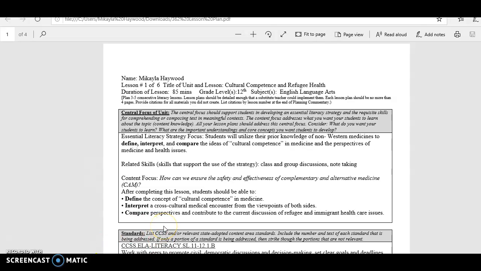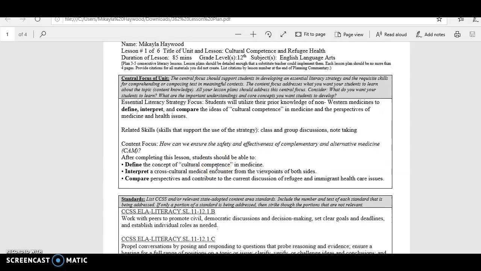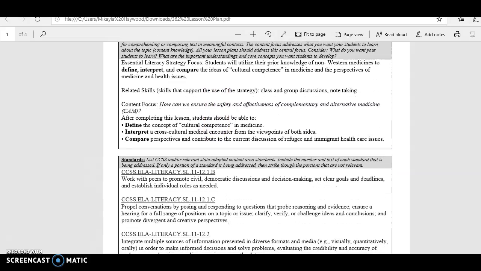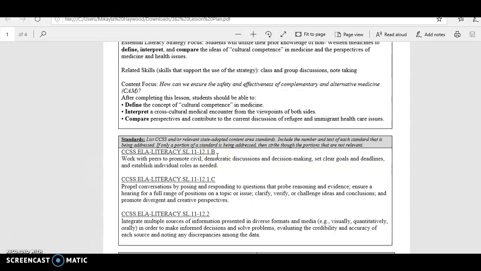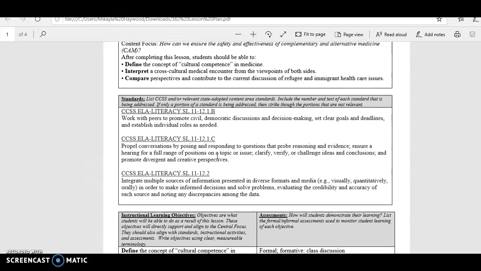And so generally when I do these lesson plans, I kind of work weirdly. I just place things where I feel like are my strong suits. So I always start with the central focus of the unit, just so I know what I want my students to get out of the lesson and so forth. Then the related skills that are going to support it. So I said class and group discussions and maybe note taking.